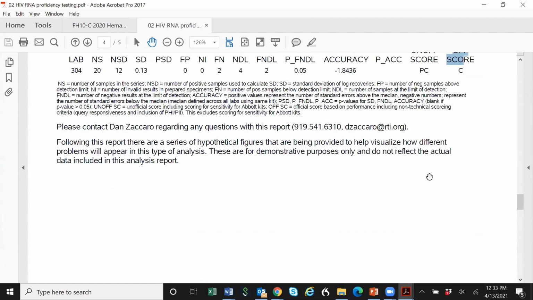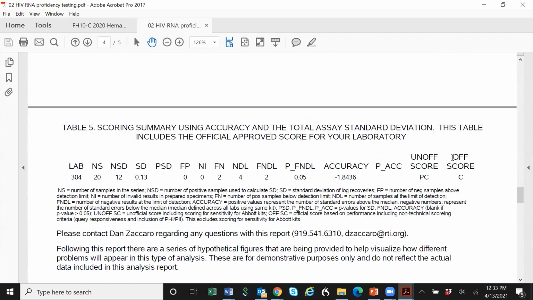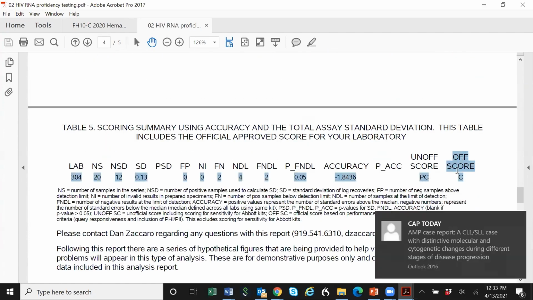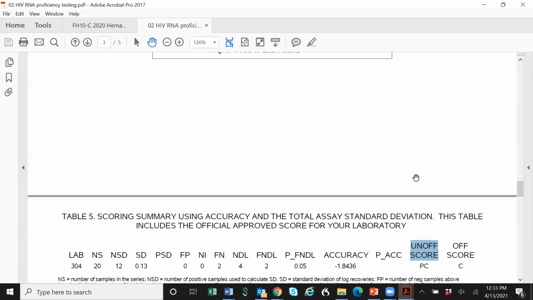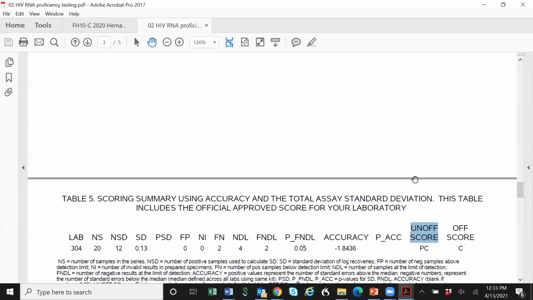Sorry, I'm scrolling fast. So our official score is C. We also got an unofficial score, which is PC, which is a provisional pass, essentially. And if you go into detail in my questions and in this document, it tells you why we got that provisional. It's not that we failed, it's just something about how they do the statistics, but our official score is C.